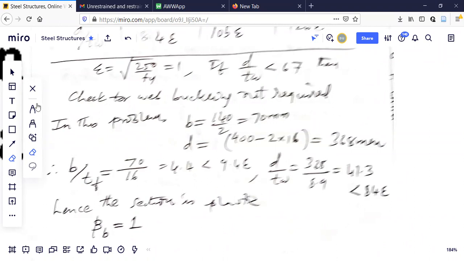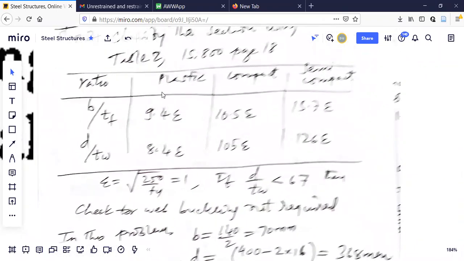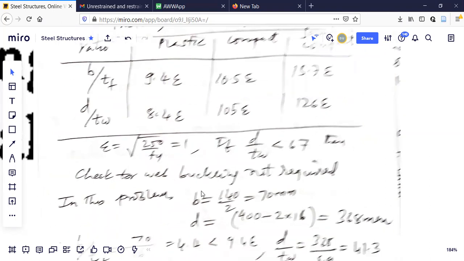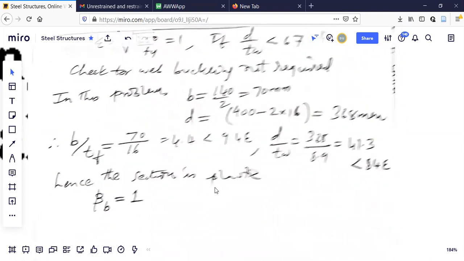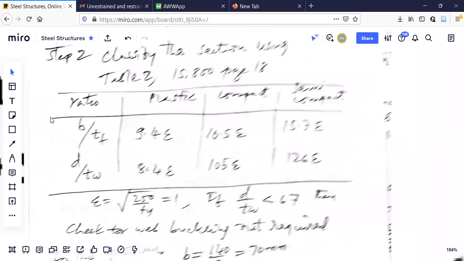So what I'm trying to do here is check whether the section is plastic, compact or semi-compact. If b by tf is less than 9.4 epsilon, and d by tw is less than or equal to this, it is called a plastic section, for which beta will be 1. What is beta? I will tell you. Beta will be 1. For that, our solution becomes simple. Usually, most of the I sections belong to plastic only. Plastic, compact and semi-compact. In most of the cases, you can see it falls in this range only.